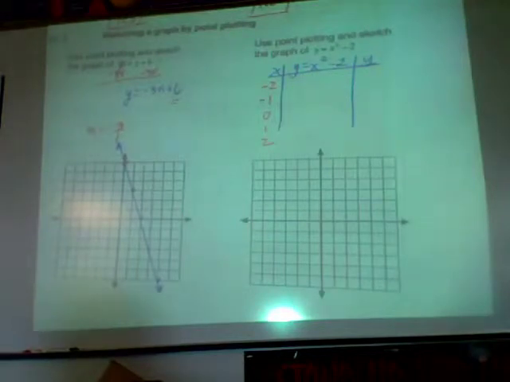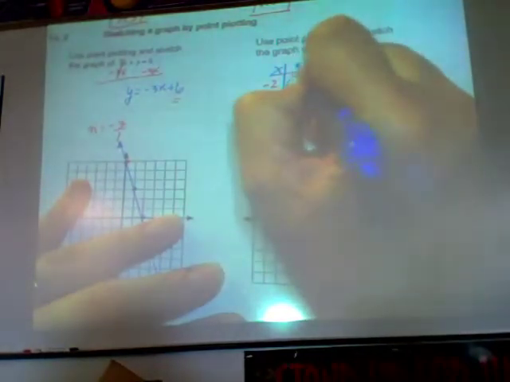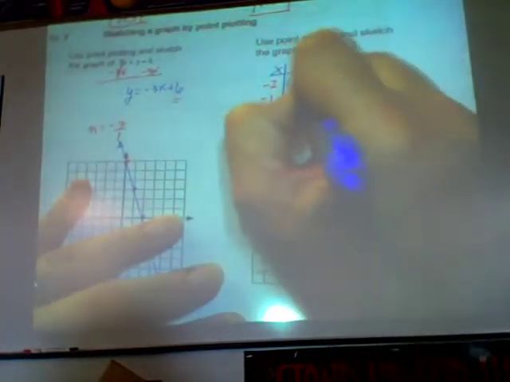So the opposite of B over 2A will give you the X value of the vertex, plug it in to the equation, and get the Y value of the vertex. And then you can choose some points on either side of that. But for right now, we're going to choose this. So this is what I'm plugging into each and every time.